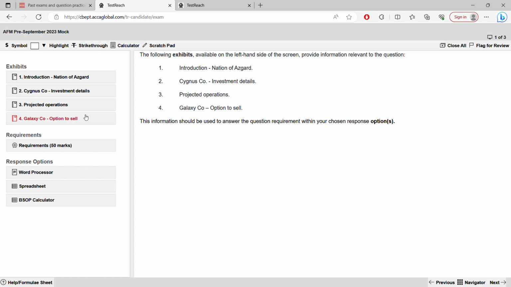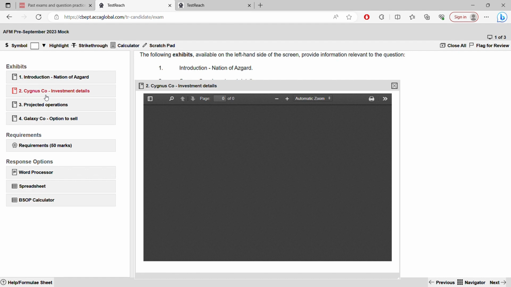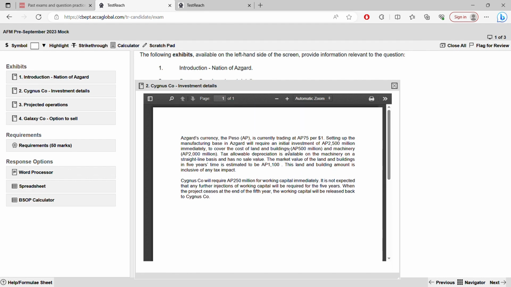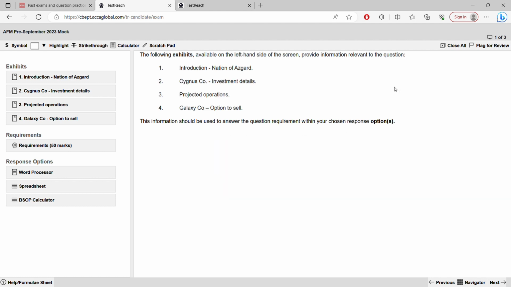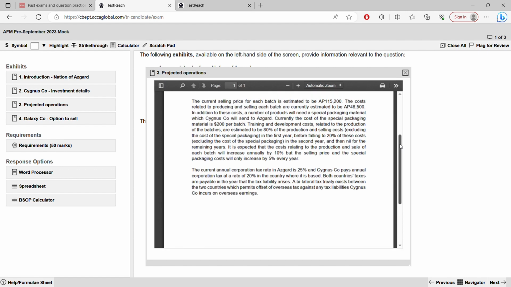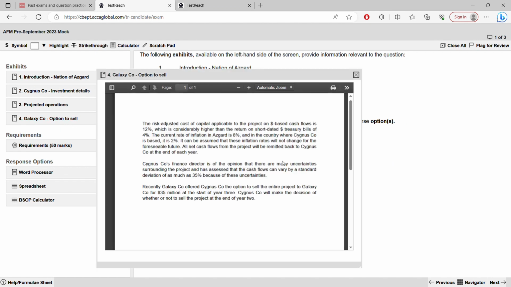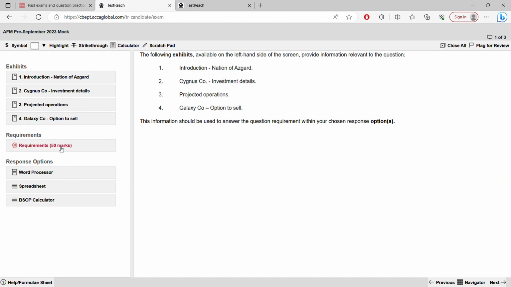So it's understood. Now I will open 2, and you will see they have given this information, which is very small, so it should not take you so much time to read. It's not lengthy case studies. Even 3 is not so small, but you have some figures and all, and 4 is the option to sell. Now let us go through the requirements.